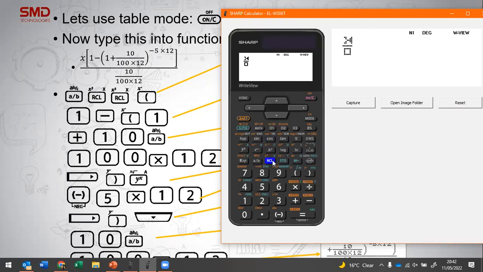So I'm going to just press RCL twice to make my X, and then just type in this whole long thing here. So 1 minus, and you can do this with future values as well if you wanted to.